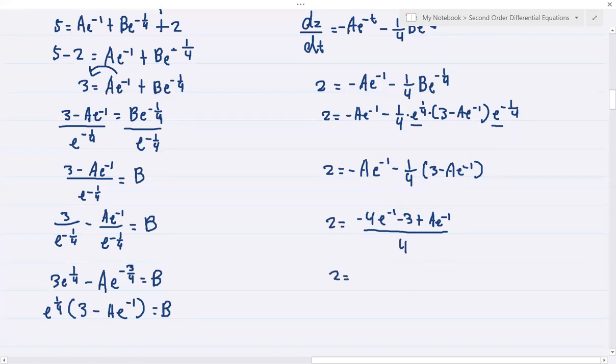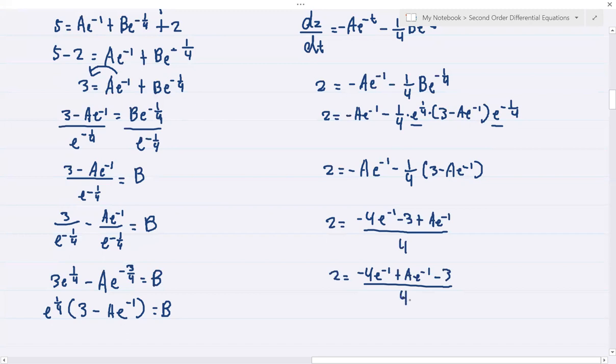We will have 2 is equal to negative... We can simplify by combining these terms. So we will have -4e raised to -1 plus ae raised to -1... No, sorry, I'm wrong. I'm quite in a rush. So we can simply combine similar terms. So we can have -4e raised to -1 plus ae raised to -1 minus 3. There you go, all over 4.